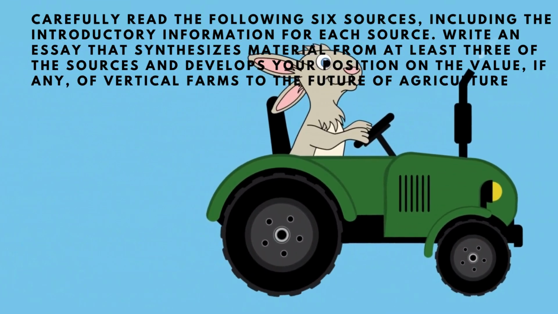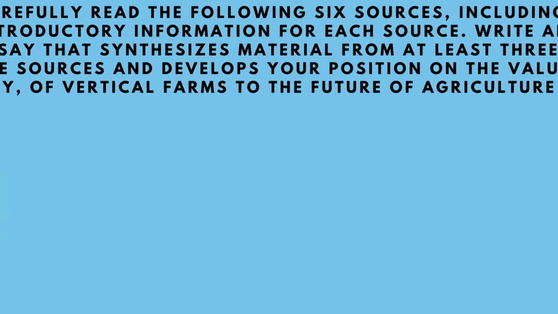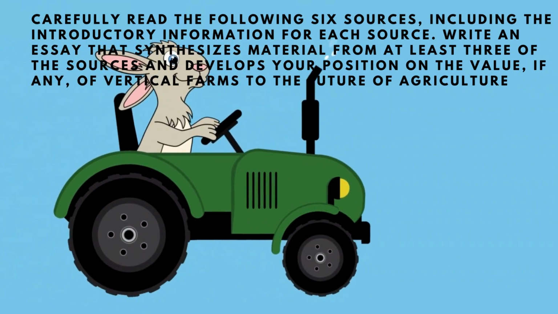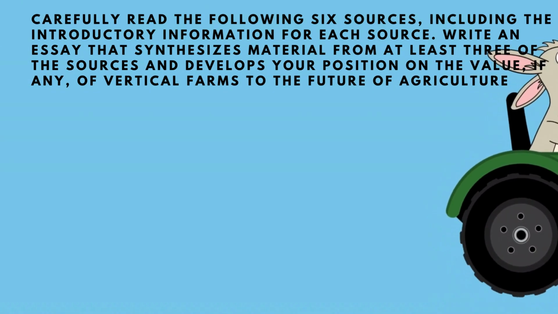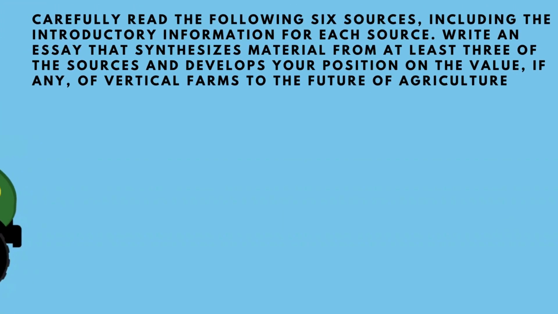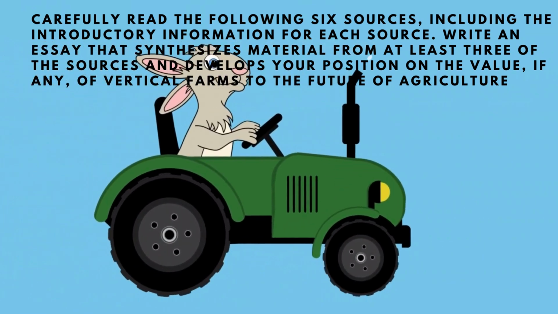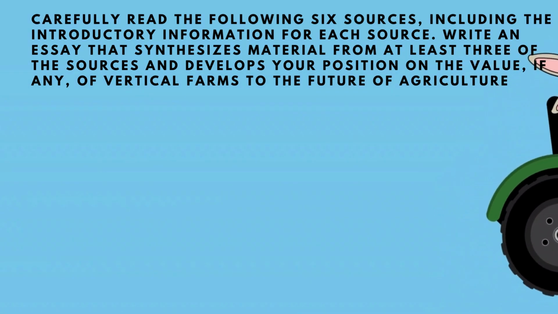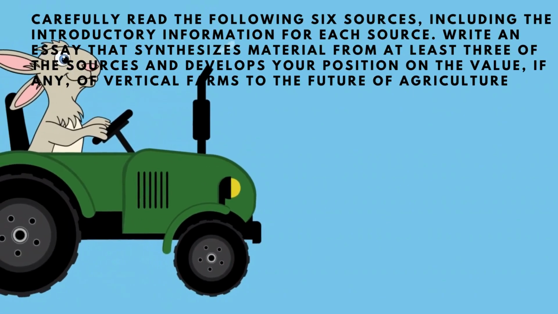So the rest of the directions state this, right? This is kind of the tacit paragraph of the prompt for every FRQ1. Carefully read the following 6 sources, including the introductory information for each source. Write an essay that synthesizes material from at least 3. That's really important. Students need to incorporate 3 of the sources that develops your position on the value, if any, of vertical farms to the future of agriculture.